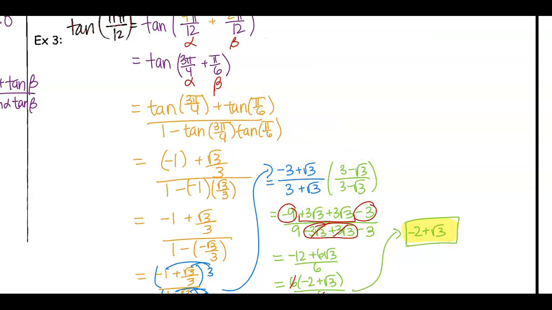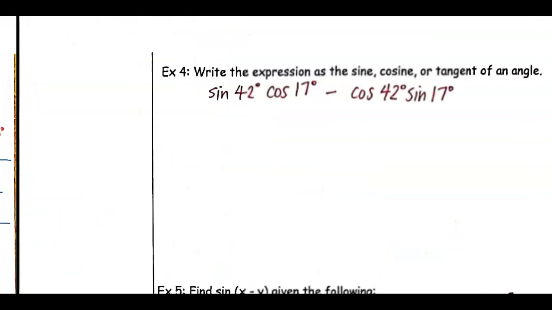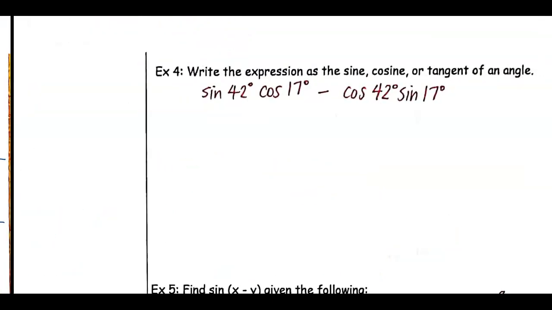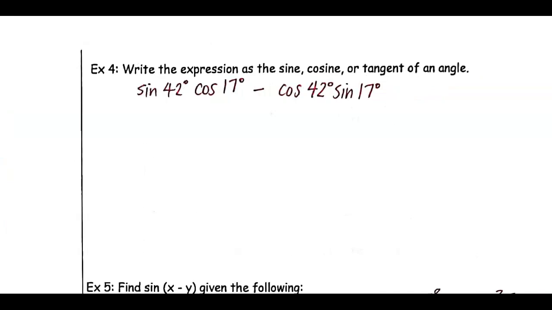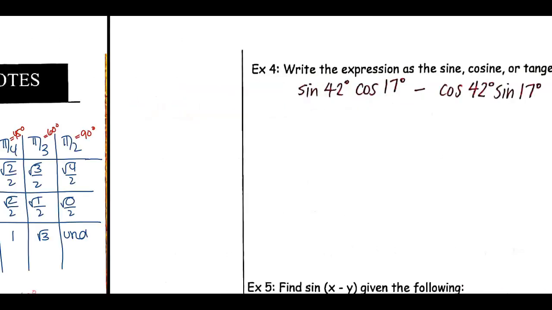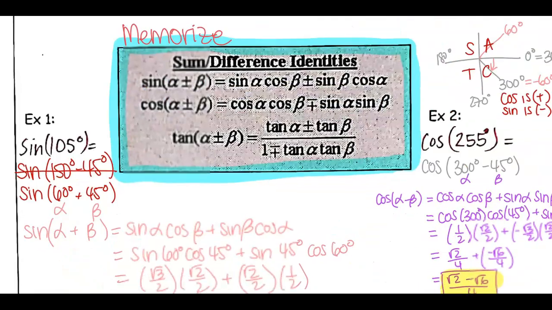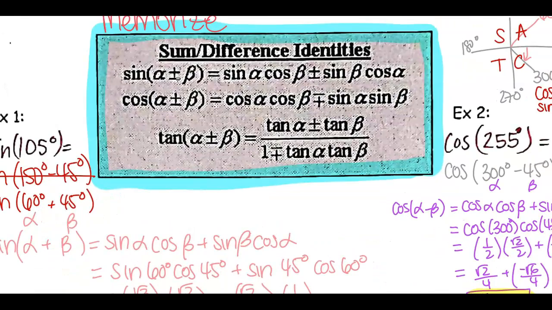So let's go ahead and look on the last page of this, the next page, and let's talk about a few questions. Example 4 says, write the expression as sine, cosine, tangent of an angle. Okay, so we need to first figure out what this is. Well, I actually kind of saw this before, guys. If you look back on the first page, this kind of looks the same. So let's start here.